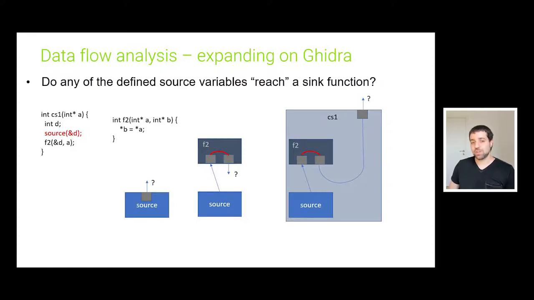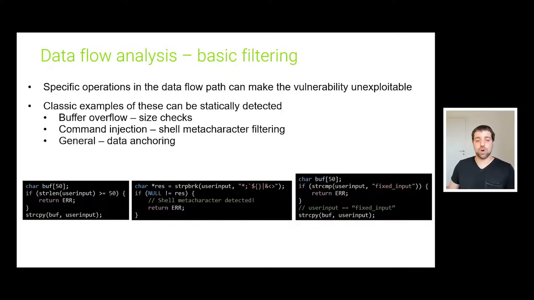And then it will keep on doing this analysis recursively to see if a eventually gets to some sink function. So you have to go down into child functions. You have to pop up out of functions, because the tainted variable is either a return value or an output argument. And basically, this is the engine that we're running that expanded on Ghidra's basic analysis. So that's the data flow analysis part.